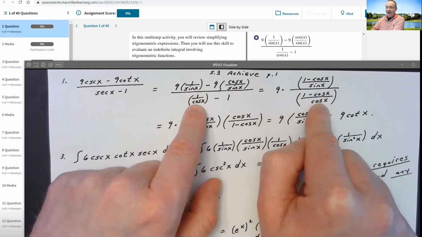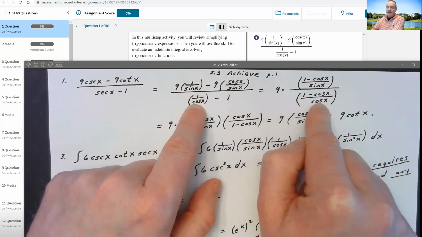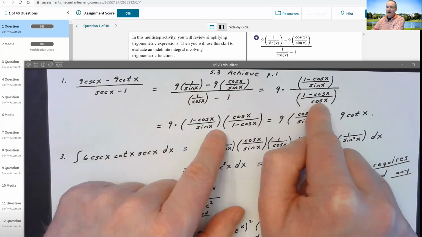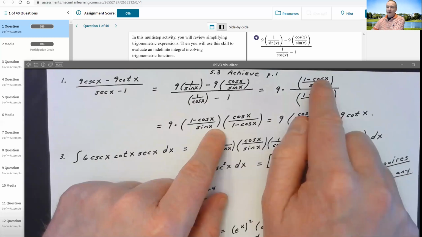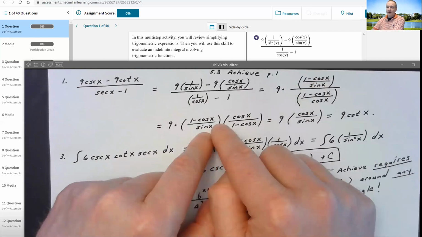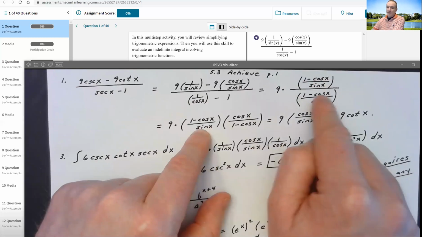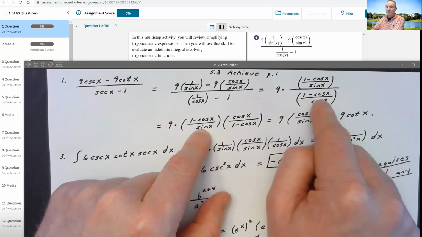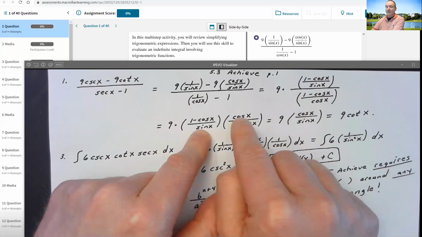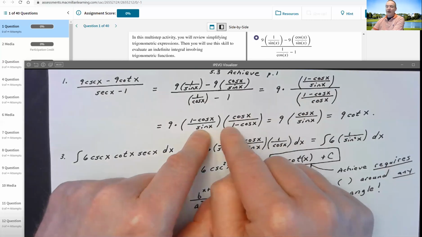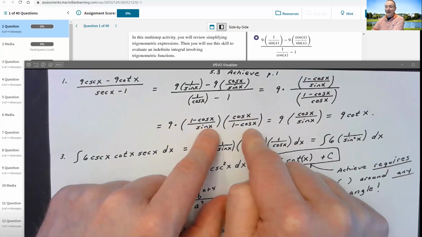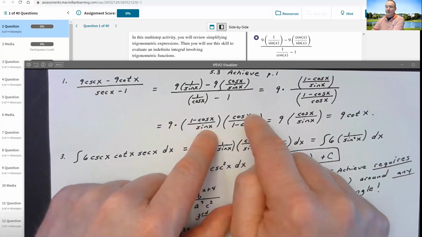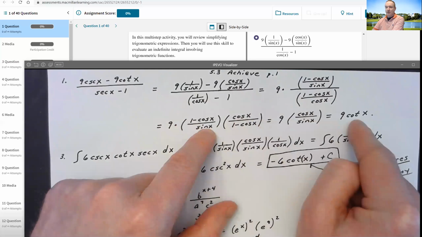Now, the advantage to that is then I can say, well, anytime you divide by a fraction, you can multiply by its reciprocal. So I have the numerator I just brought down divided by, instead of dividing, I'm multiplying by the reciprocal of the denominator, which means the cosine goes to the numerator divided by 1 minus cosine. I can quickly see that the 1 minus cosine cancels, and I'm left with 9 times cosine over sine, which is just 9 cotangent x.